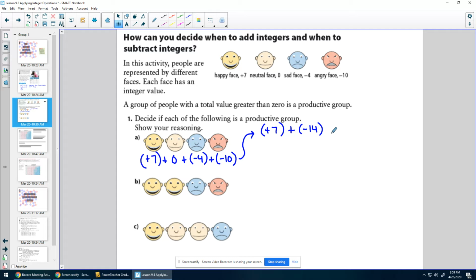So now we're adding a positive and a negative. Which one is bigger? The negative. So we know our answer is going to be a negative. And what's the difference between 7 and 14? Well, that's 7. So this is -7. Is this a productive group? No, not productive.